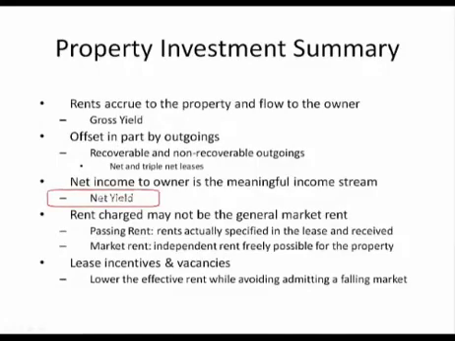However, that can change depending on the situation, and in some commercial leases more and more of the outgoings, the costs, are passed on to the tenant. The most complete of those is what's called a triple net lease, where virtually all costs involved in owning the property are passed on to the tenant.